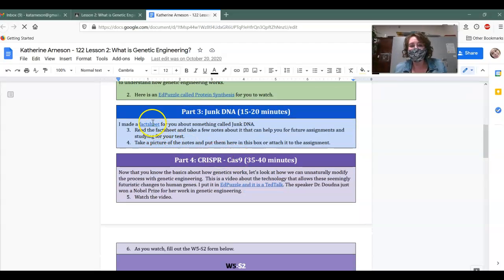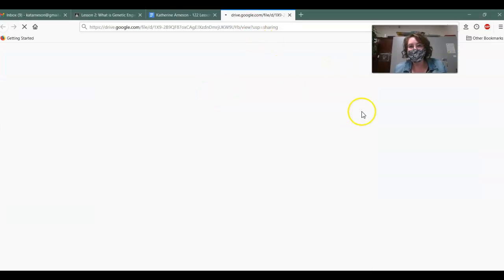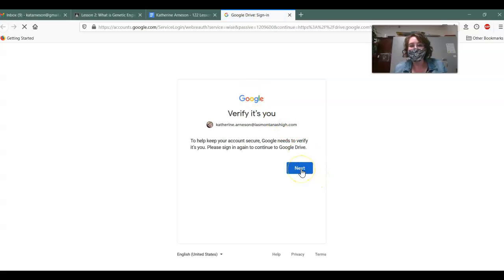Okay, so for junk DNA, I made a fact sheet for you guys. This is something that I put together with information from a couple of different sources so that you could understand a little better about what junk DNA is.